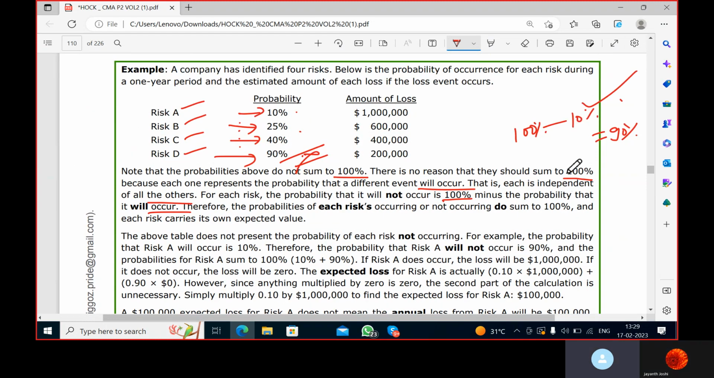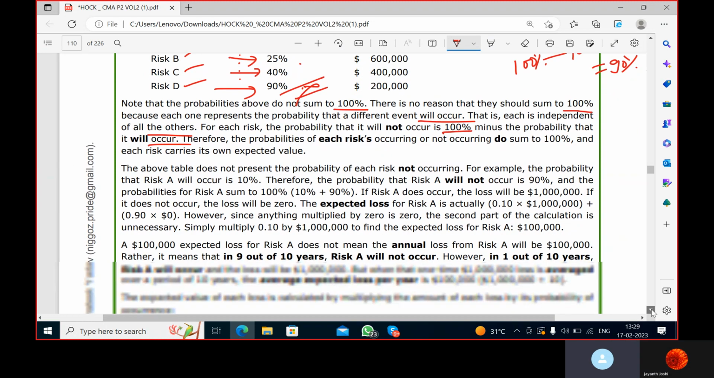So that is this 10%, 25%. These are the probabilities of the risk occurring. So 100 minus what? This is not occurring.